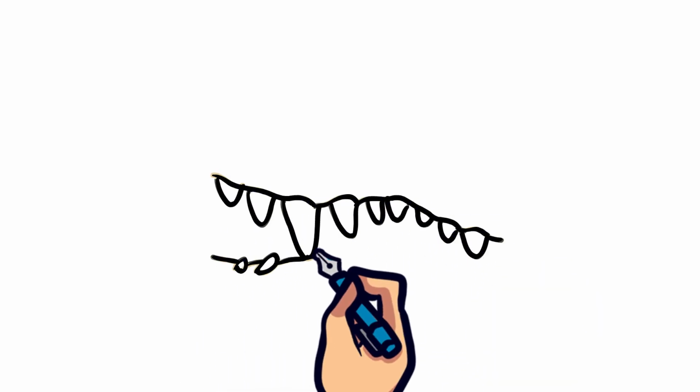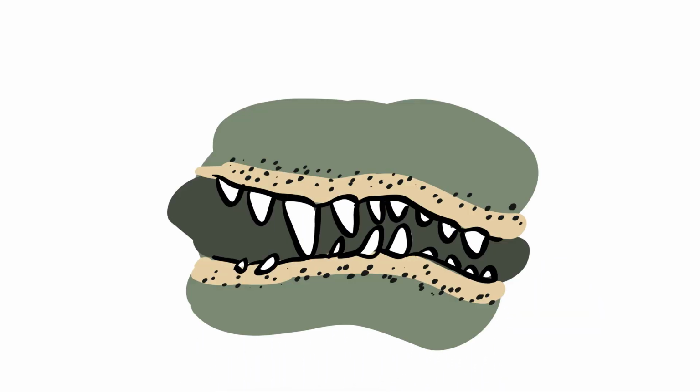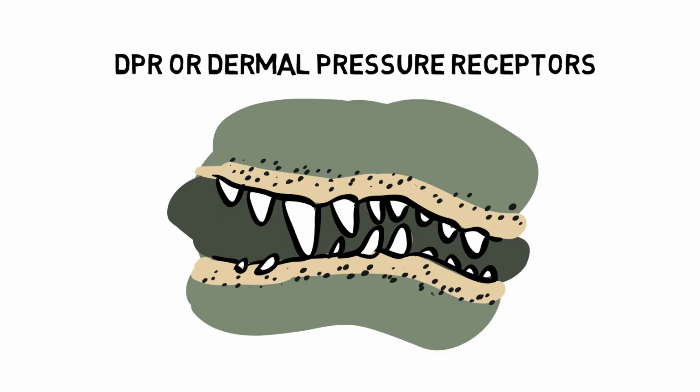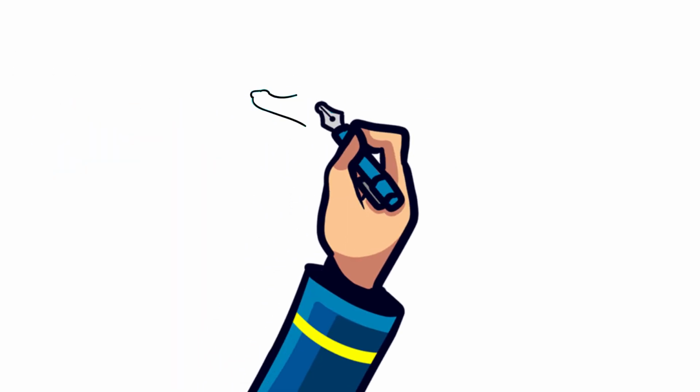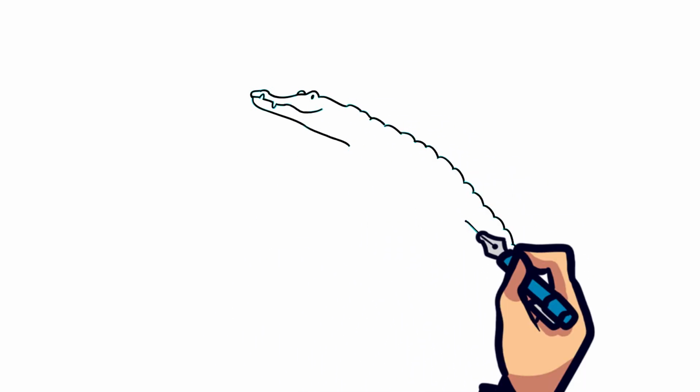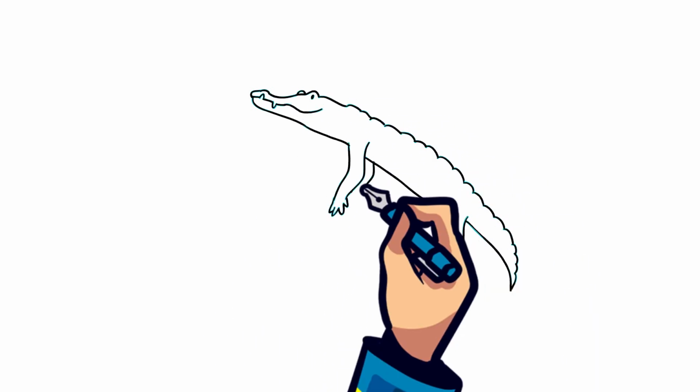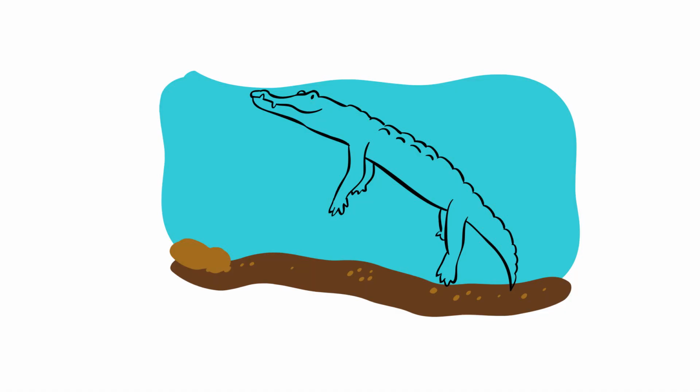If you're ever able to get close enough to see their skin, you may notice small black specks along the skin of each animal's jaw. These are known as DPR, or dermal pressure receptors. A crocodile will not only have it around their jaw, but throughout their body as well. DPRs are used to detect small changes in water pressure.